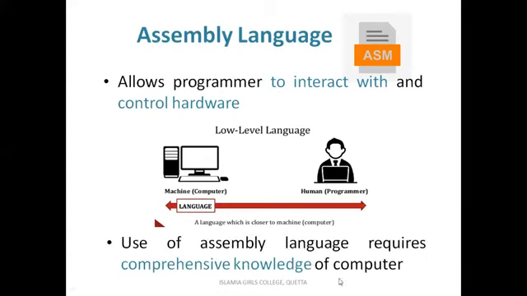Next, the use of assembly language requires comprehensive knowledge of the computer. We need to know about the processor, the registers, and the memory of the computer, because we are using them directly in our code. So if you are writing code in assembly language, you need to have detailed information about the computer, about the hardware for which you are writing the code.